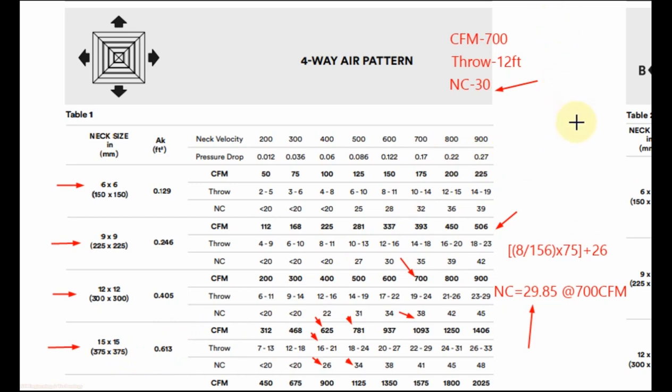Now we will check the neck velocity. It is general practice to select grills and diffusers at a maximum neck velocity of 500 fpm. For 781 CFM the neck velocity is 500, so for 700 CFM it will be less than 500 fpm. So it is okay. Now we can select the size for our square ceiling diffuser: 15 by 15 inch, or 375 by 375 millimeter.